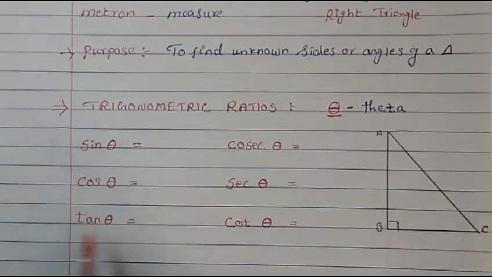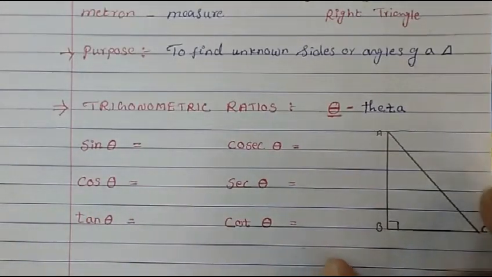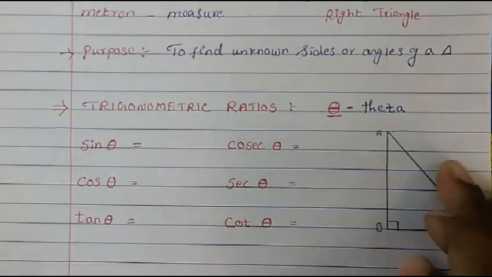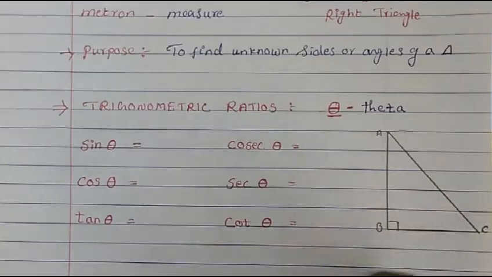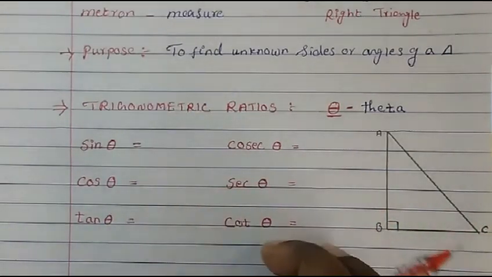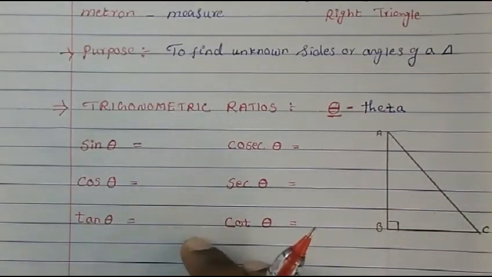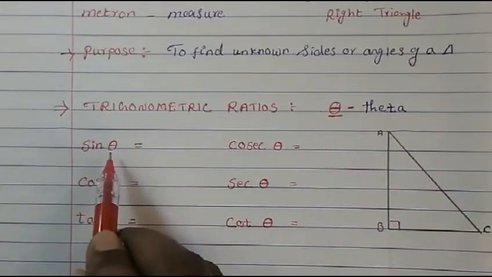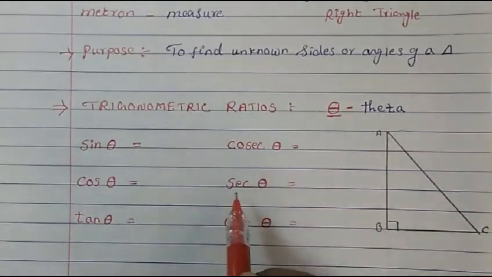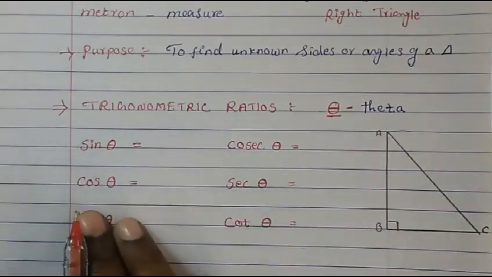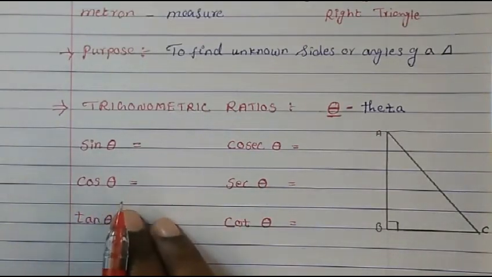Now these are the ratios of the sides. I told you in a right triangle you have a hypotenuse side, a base side, and a perpendicular side. So the ratios of the sides have some Greek names, given here in shortcut form: sin theta, cos theta, tan theta, cosec theta, sec theta, cot theta. Now we will study how to remember these ratios.